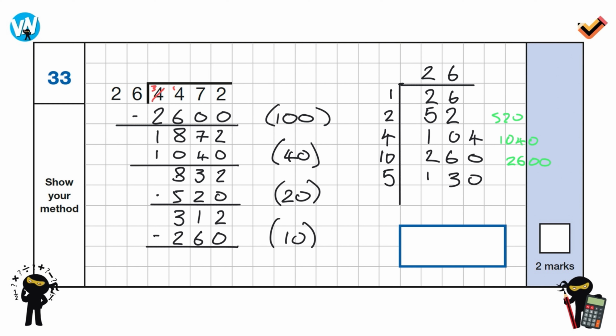So that's 10. 2 take away 0 is 2. 1 take away 6, we can't do that, so we're going to exchange. 11 take away 6 is 5. 2 take away 2 is 0. So we're left with 52. Take away 52, which is 2 lots, and that is going to be 0 left. So we don't need to do that.